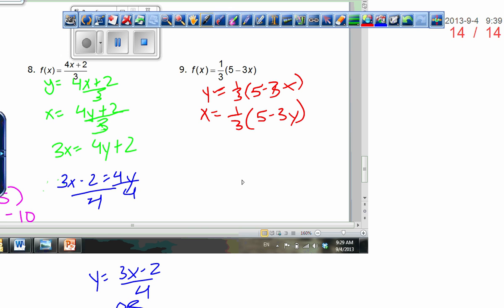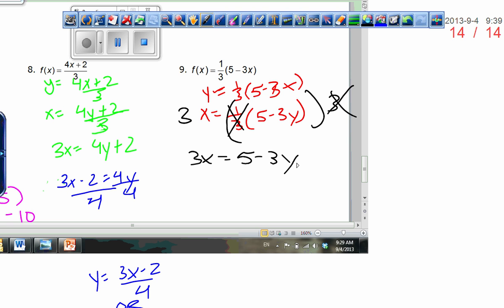Now, I wouldn't distribute personally. I would get rid of this 1/3. So to get rid of that 1/3, I'm going to multiply both sides by 3. So that 3 cancels out, this 1/3 cancels out. So now I'm left with 3x equals 5 minus 3y. A couple people did that, I think.